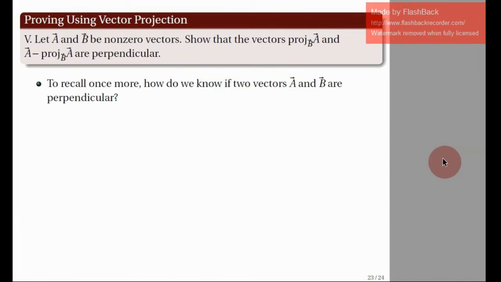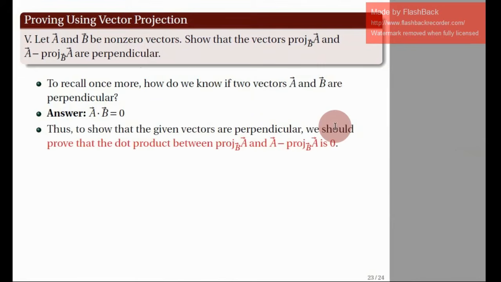But to recall once more, how do we know again if two vectors are perpendicular? There is this operation between them that we use. And if you recall, that is precisely the dot product. And we know that two vectors are perpendicular if and only if their dot product is equal to the zero scalar. So this is the concept actually that we will be using to prove this item here.